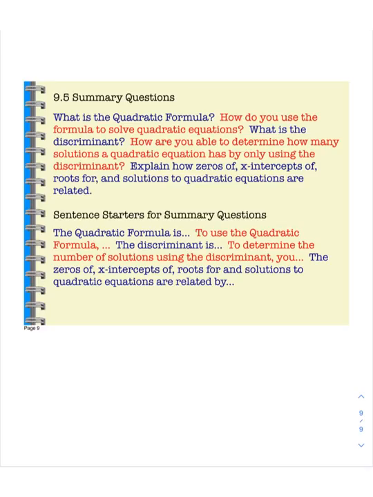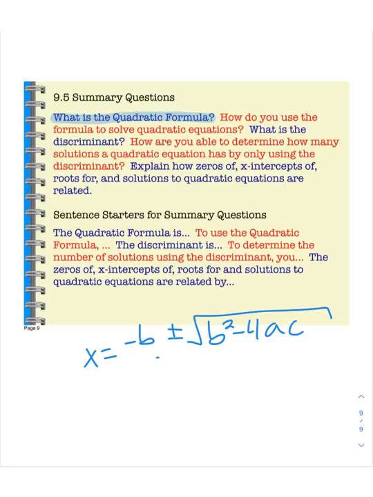Now hopefully the minimum that you got today is what is the quadratic formula. The quadratic formula is x equals negative b plus or minus the square root of b squared minus 4ac all over 2a. And hopefully you understood how to use the formula to solve quadratic equations. And the discriminant is this part here. We can use the discriminant to determine how many x-intercepts or zeros there's going to be and how many solutions there will be for a quadratic equation.